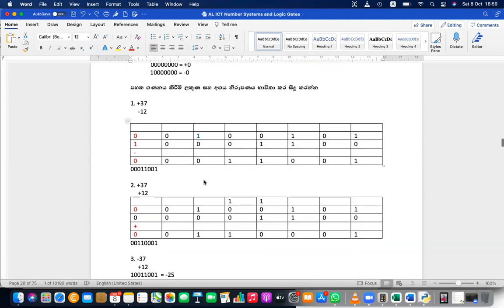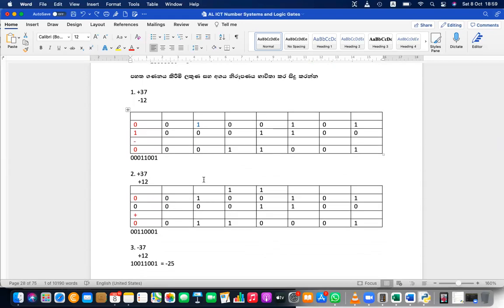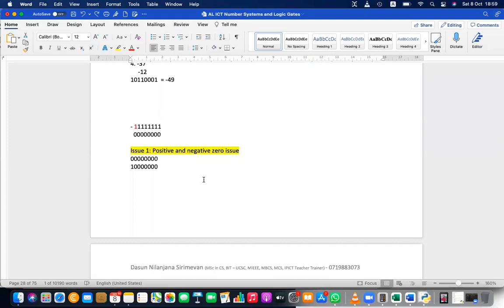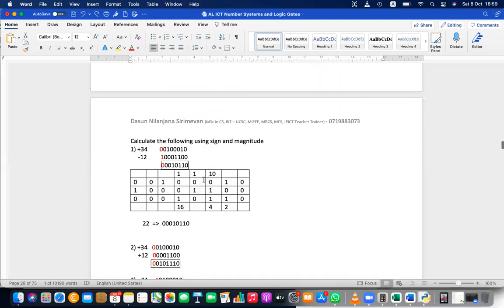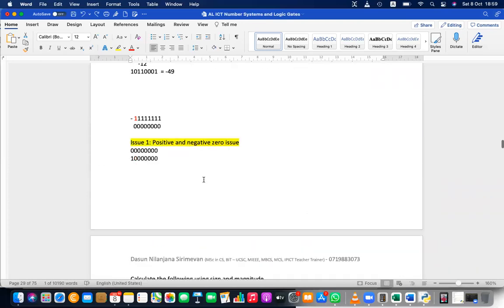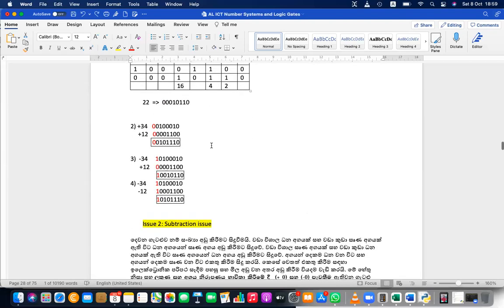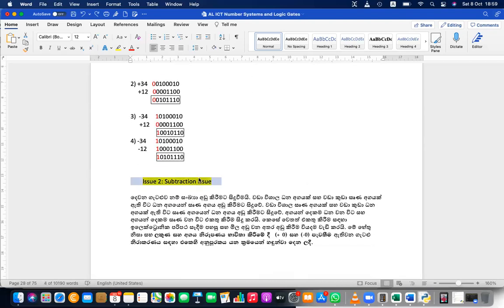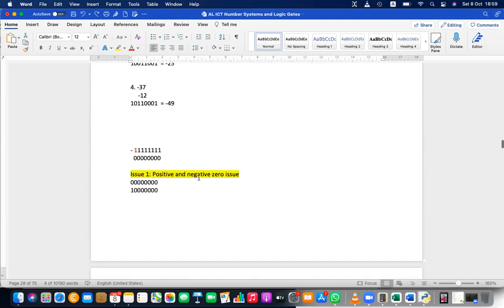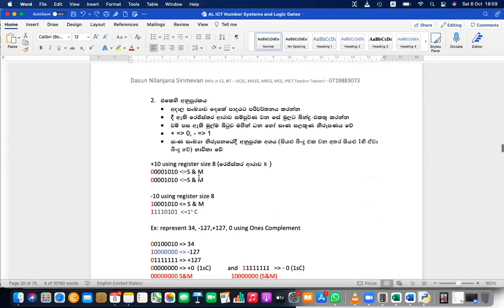Okay, I have some other calculations also. Let's do that next day. But the main issues are the subtraction issue and this negative and positive 0 issue. The positive and negative 0 issue is a main problem. That's issue number 1. Issue number 2 is the subtraction issue. Those are the problems in this method. So no need to write that down.